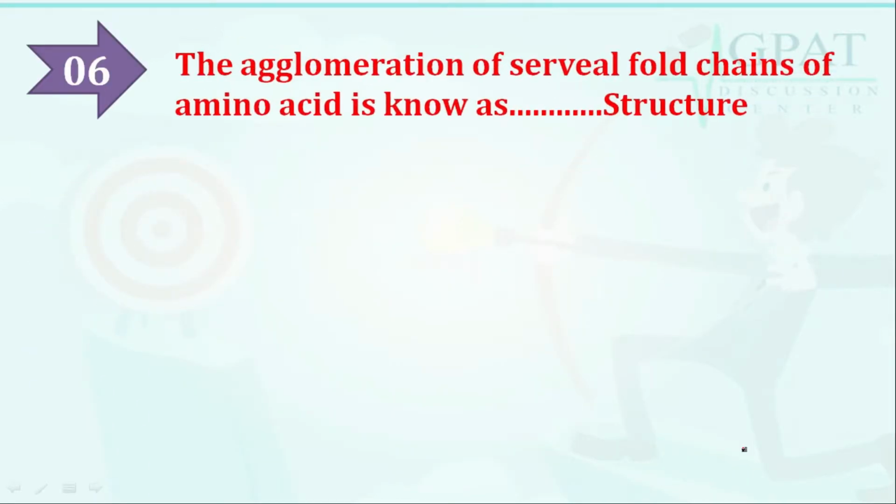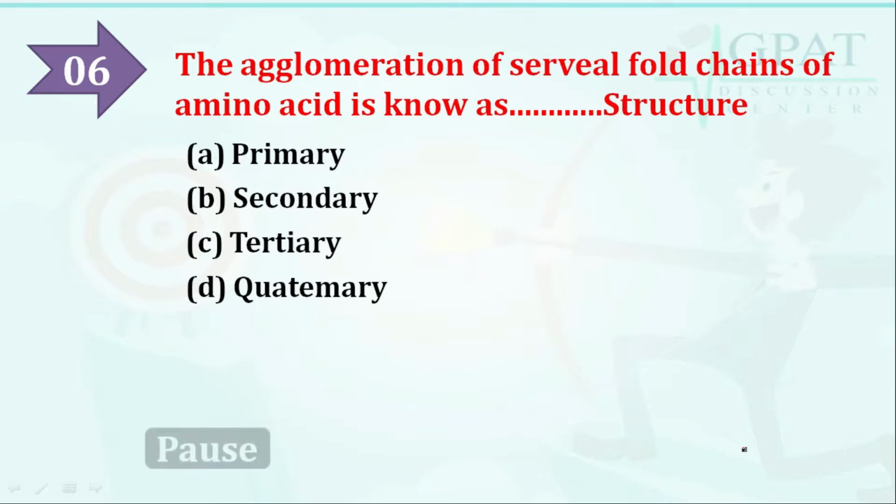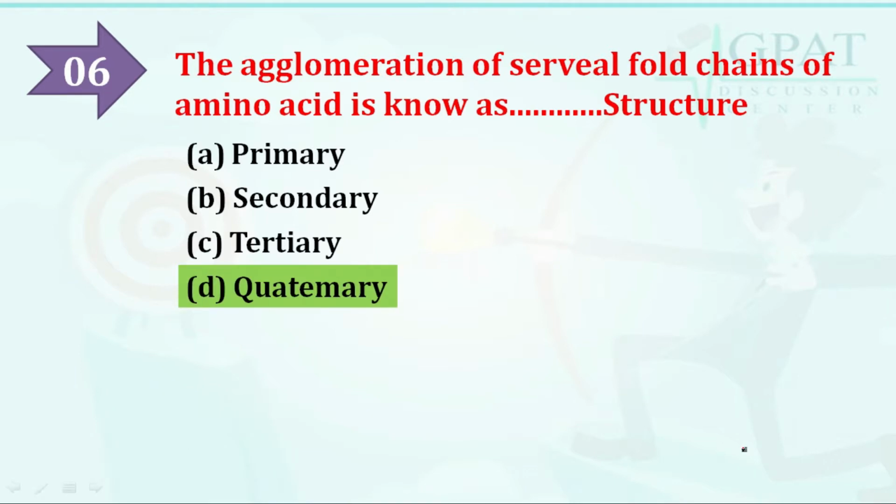The agglomeration of several fold chains of amino acids is known as dash structure. Options are, option A is primary, option B is secondary, option C is tertiary, option D is quaternary. Sorry students, the spelling is actually a mistake from our side. So the agglomeration of several fold chains of amino acids is known as quaternary, and the correct answer is quaternary.